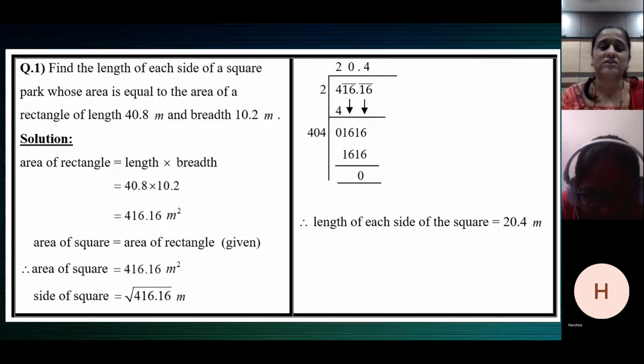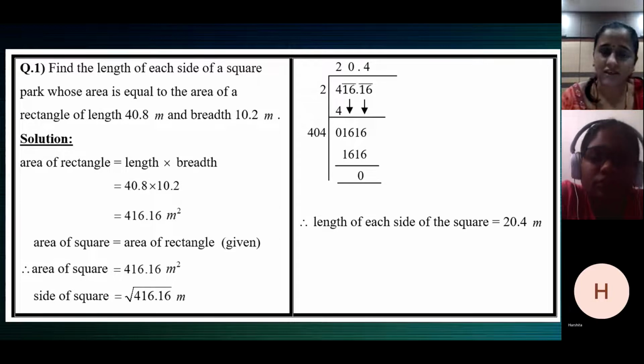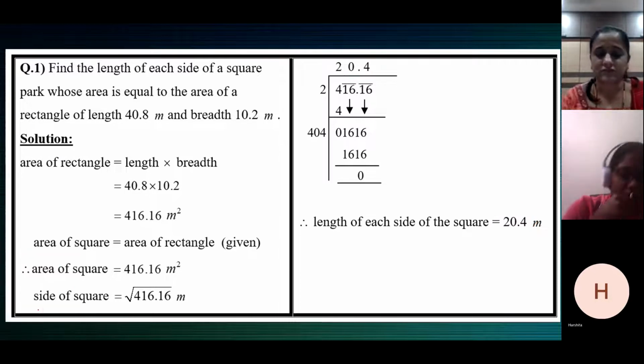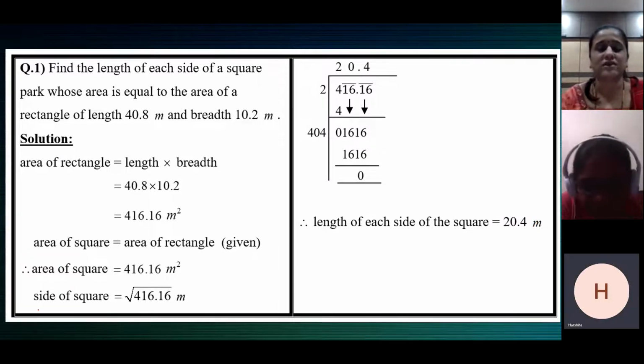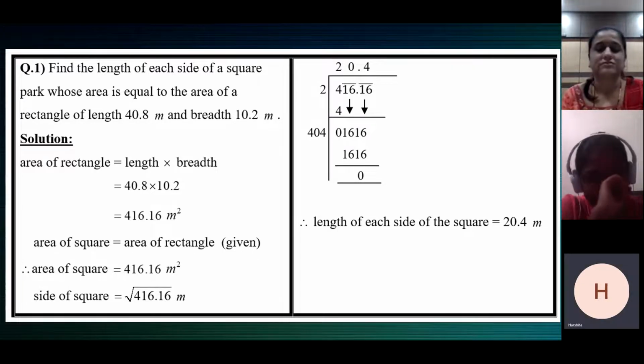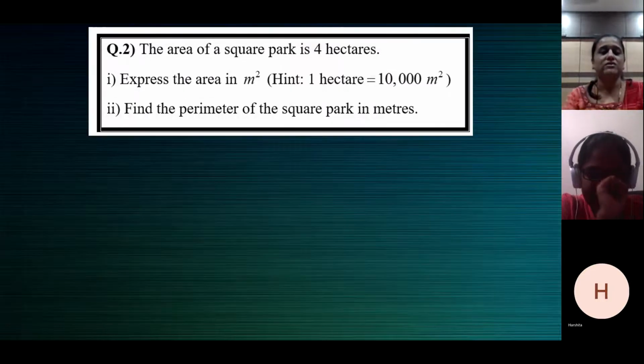We know that the side of the square is given by the formula square root of area. So square root of 416.16, the decimal number, find its square root using the long division procedure. And you see that the square root of 416.16 is 20.4. So the length of each side of the square is 20.4 meters. Isn't it simple, children? Any doubts? Is it clarified? Yes, ma'am.